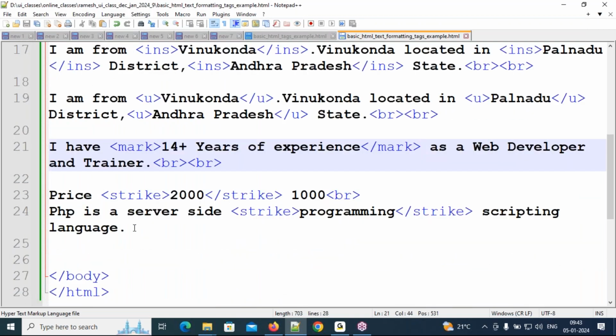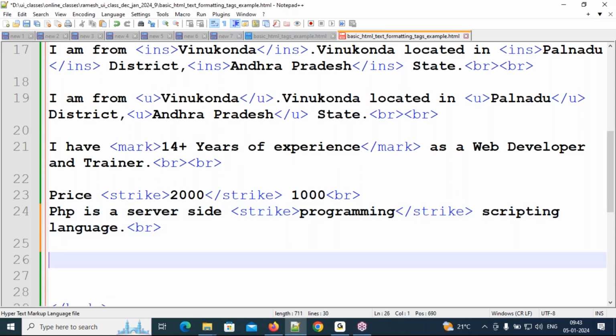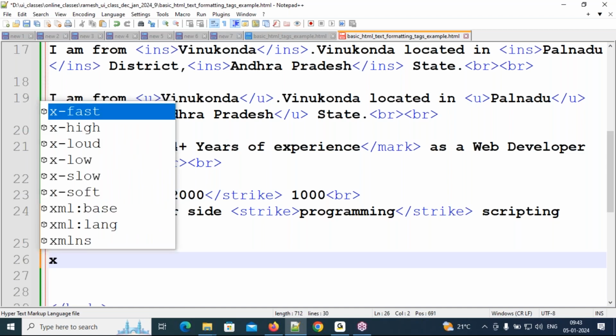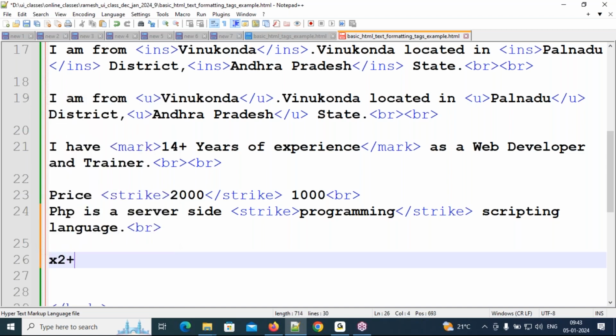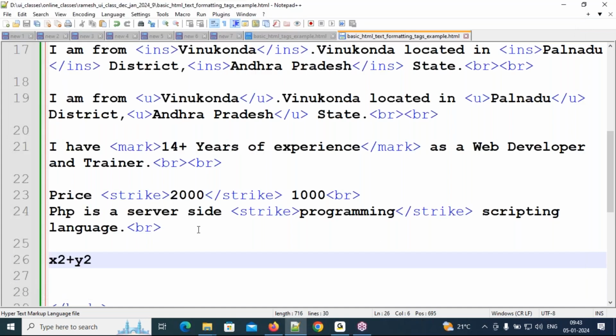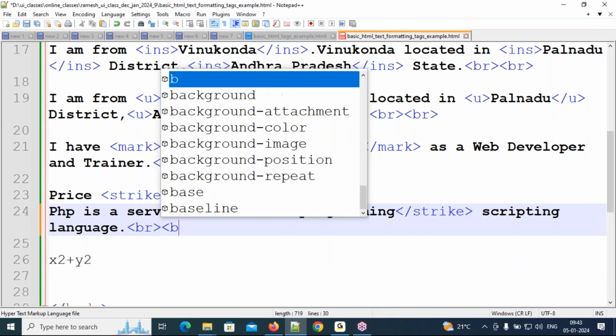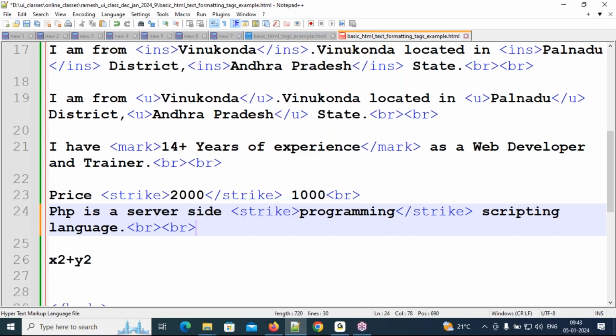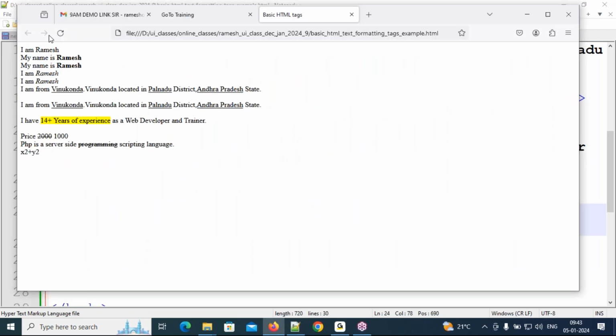So this is about this. These are the text formatting tags we have. Right. Then, sir, do we have any tags to manipulate mathematical expressions? Yes, we have. For example, I'm writing here x square plus y square. In my perception, this is x square plus y square. But how will users see it? x2 plus y. There is no difference.